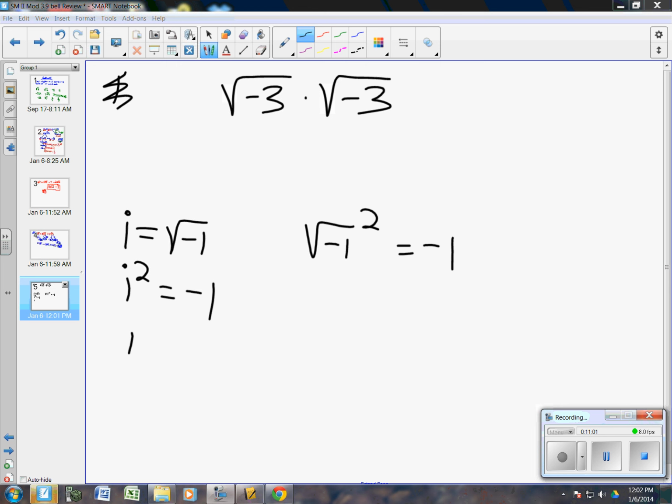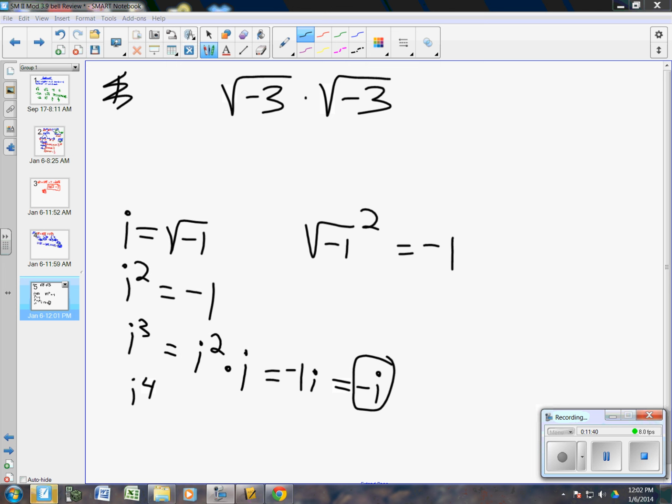Now, you also need to know what i cubed is and i to the 4th is. If we already know that i squared is negative 1, we can rewrite i cubed as i squared times i, right? And what is i squared equal to? Negative 1. Okay? And I never rewrite it as the square root of negative 1. I just write it as i. So negative 1 times i. What's the most simple way to write negative 1 times i? Negative i. So you need to know that i cubed is negative i.